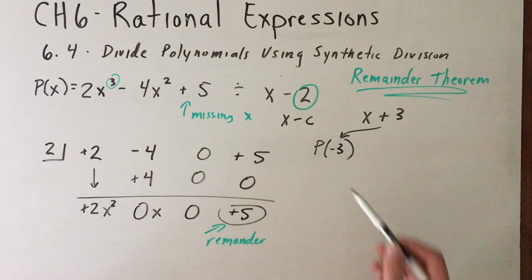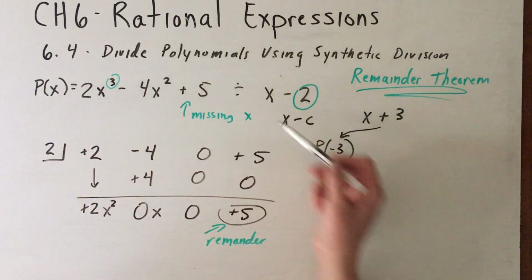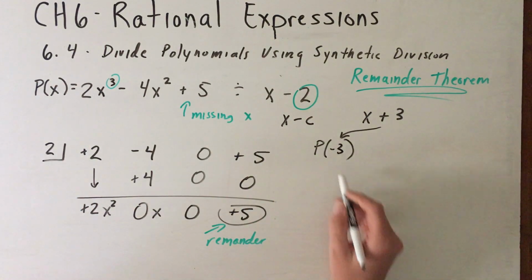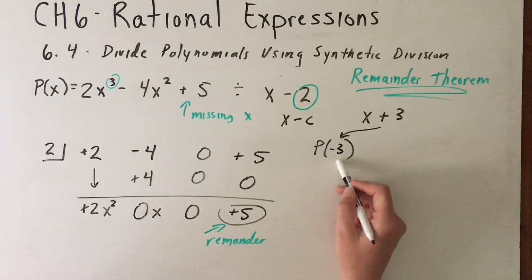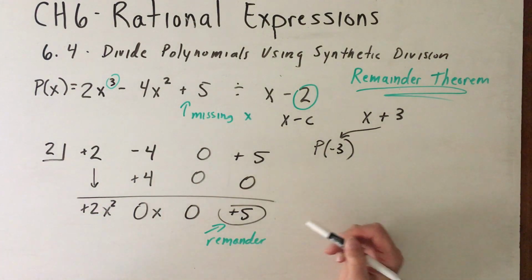So you can plug in any value you want into this polynomial, and the remainder theorem basically says whatever this value is, what you get out when you plug in this value will be the remainder of the polynomial when you divide it.